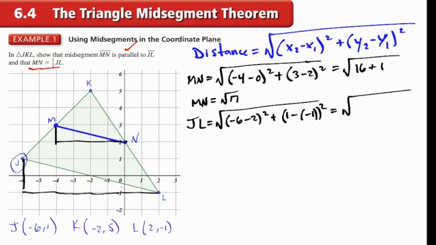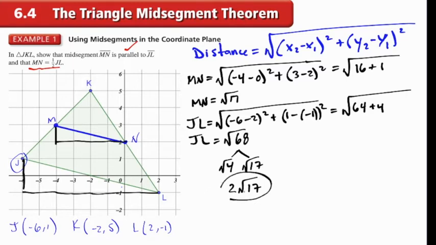And we see we have negative 8 squared, which is 64. And 1 with a double negative becomes plus 1, so that's 2 squared, which is 4. And that gives us that JL is equal to radical 68. So we can break up this radical into two smaller radicals. Square root of 4 times square root of 17. And the square root of 4 simplifies to 2. And now you see that 2 radical 17 verifies that JL is twice the size of MN, or that MN is half of JL, and this property was verified.